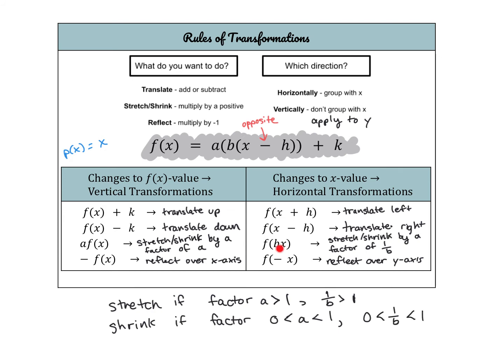So again, we always take the reciprocal of whatever we see here. If that factor is greater than 1, we would call it a stretch. If that factor is between 0 and 1, we would call it a shrink. And again, between 0 and 1, because this stretch or shrink should always be positive. The negative, I want you to think of that as a separate transformation. That's a reflection.